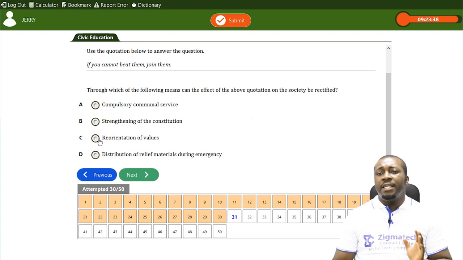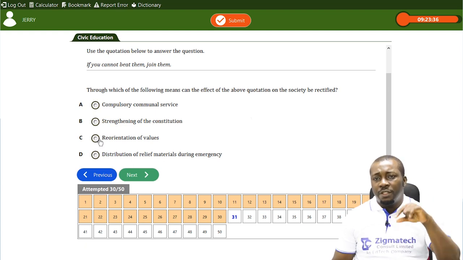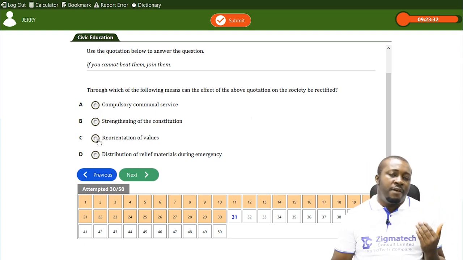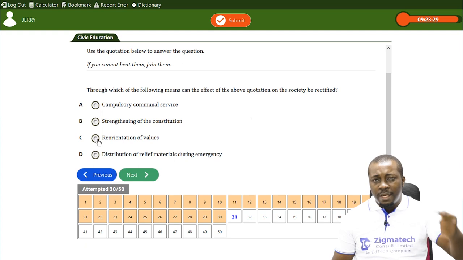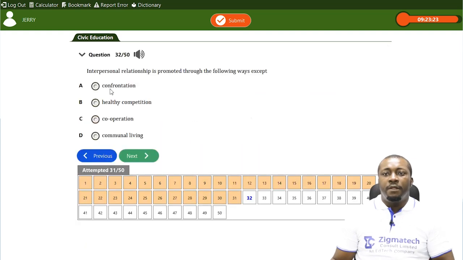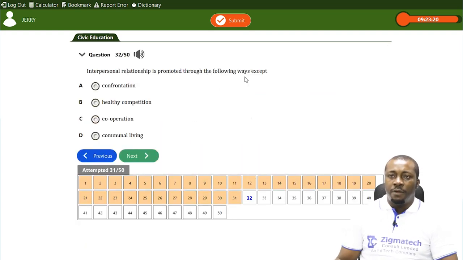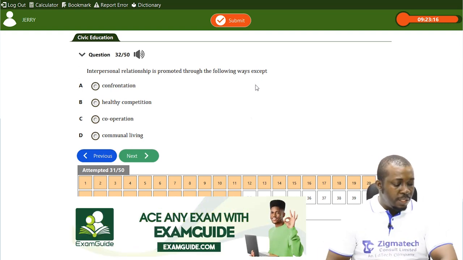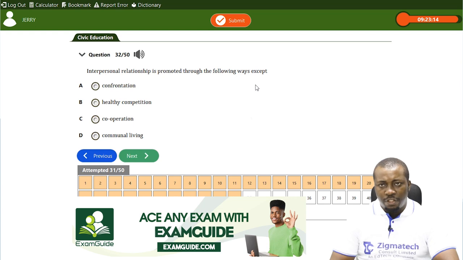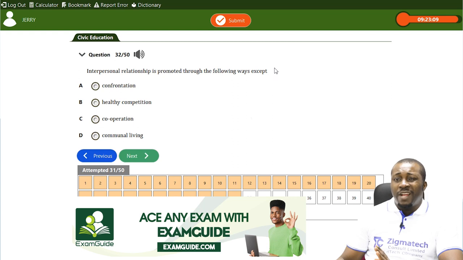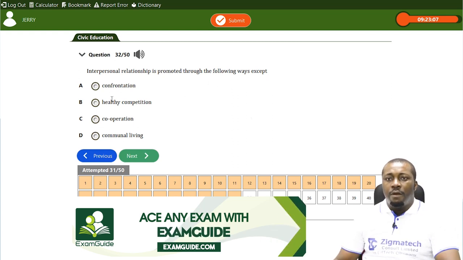C is the answer, reorientation of values, meaning that people have lost the sense of our right values. Then we need to retrain citizens on the right values of the society, which is C. Now, interpersonal relationship is promoted through the following ways, except. That is, how can we promote interpersonal relationship in a state? We can do it really, except which one is the odd one?